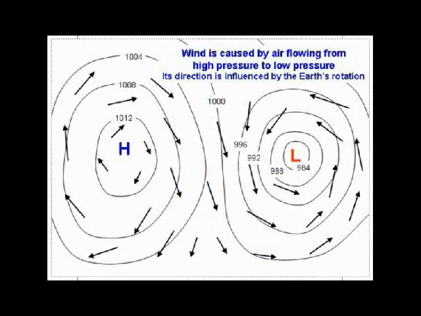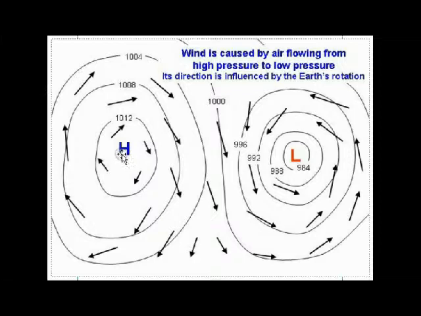Here we see how winds flow with relation to high and low pressure systems. You see this high pressure system right here marked with the blue H, and then the low with the red L here. These numbers stand for the atmospheric pressure around each one of these, and so here it would be 1012 millibars of pressure is how we measure that, 1008, 1004. And then over here you see the pressure drops to the center of the low with 948.